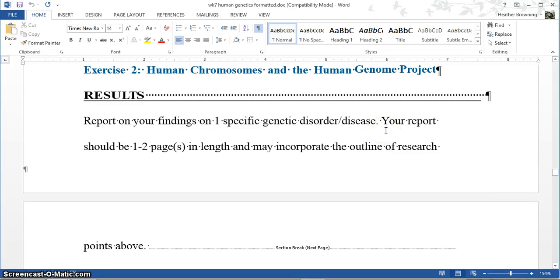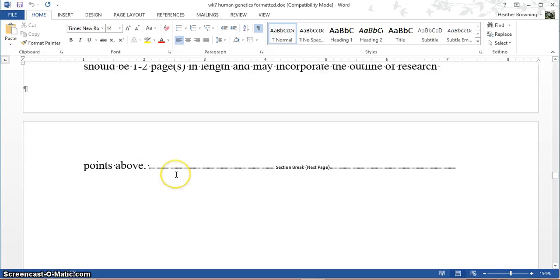Pick one specific genetic disease. Report should be 1 to 2 pages in length, so it's not too long, and incorporate an outline of the research things above. So like if you talked about diabetes, you would talk about what it is as a trait. You talk about it in the US, what the percentages are. You would talk about how children are affected if they have the juvenile version, this is type 1, and then the current treatment, that kind of thing.